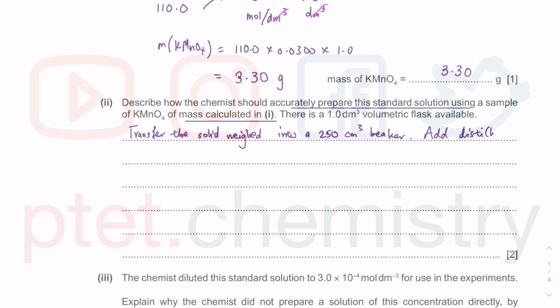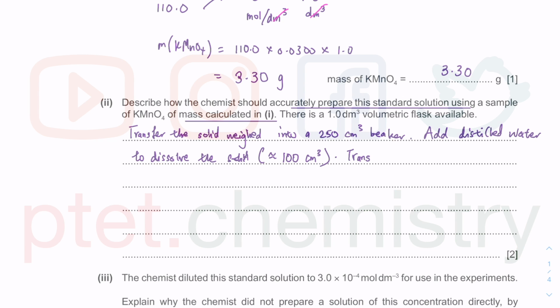You want to add distilled water and not just water, because distilled water contains no dissolved ions. It's pure H2O to dissolve the solid. You don't want that much distilled water, so give or take around 100 cm3 should be alright. Remember that you are making up to 1 dm3, so if you use 100 cm3, you are not going to exceed 1000 cm3. Okay, transfer, then you add distilled water to dissolve the solid.